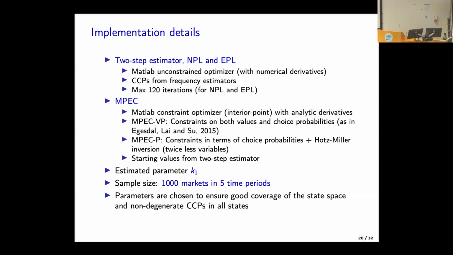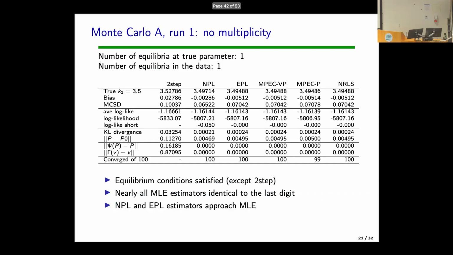Okay, and again, starting values for the two-step estimator. So for now, we're just going to look at estimating one single parameter here. We have 1,000 markets in five time periods. We choose the parameters so we have some coverage of the state space and not everything becomes totally degenerate. So here are the results for the simple case. Everything works.